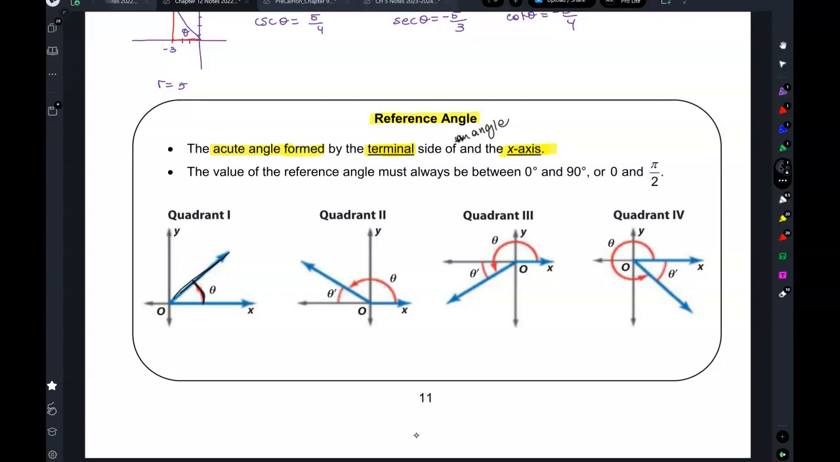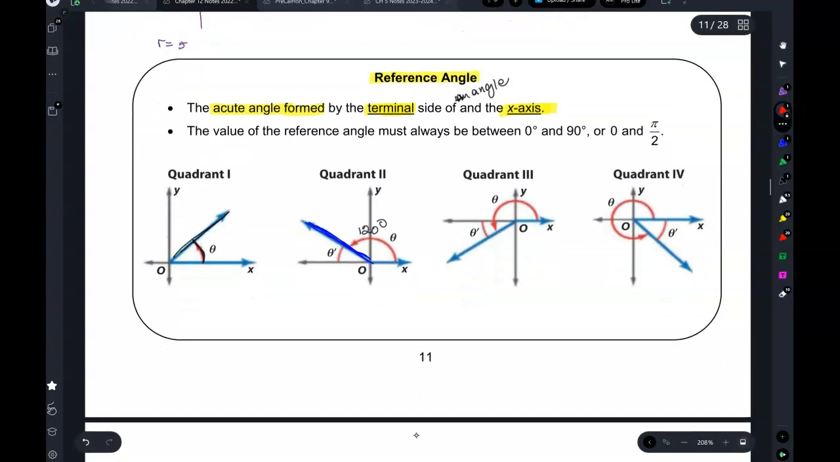Okay, so take a look at this one for a minute. This is theta. Now suppose theta is 120 degrees. The reference angle has to be between the terminal side and the nearest x-axis, because from here you can go to the axis to the left or to the right. So you have to go to the nearest x-axis. If this is 120 degrees, how much is that angle over there? Oh yeah, it is 60.